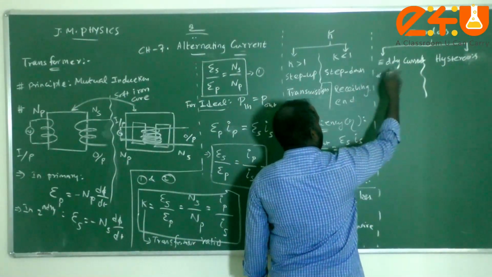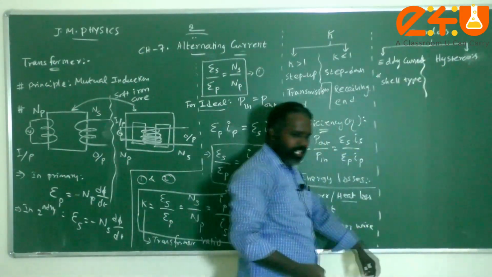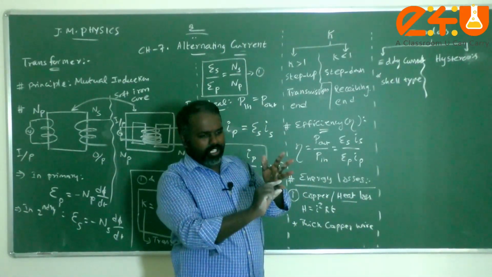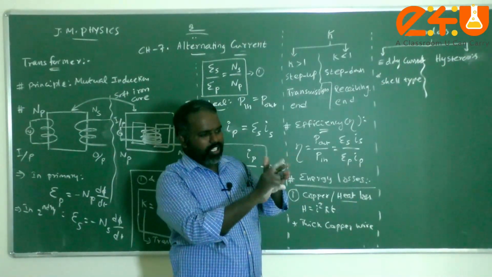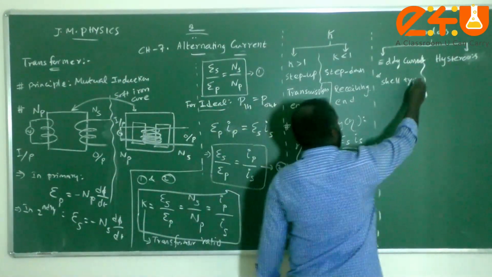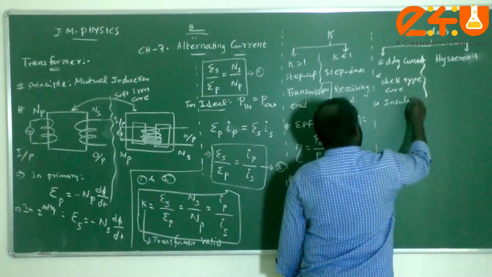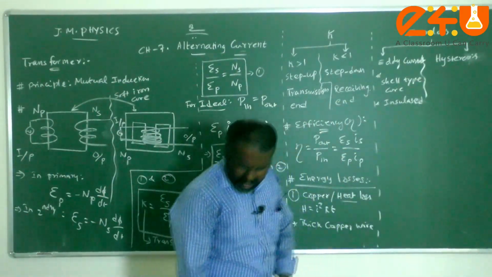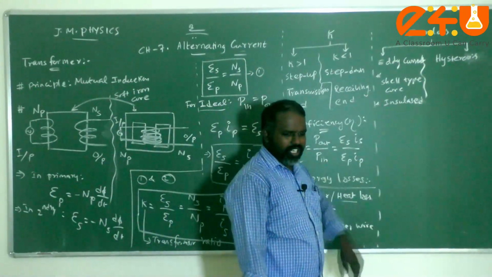This can be reduced by using a shell type core. That means instead of using a thick core, we can use a collection of sheets. So this is one rectangular soft iron sheet, and another one. Like that you keep one over another, a collection of sheets. So a shell type core, and we can use insulation. If the cores are insulated, we can reduce the effect of what, children? Yes, the effect of eddy current can be reduced.